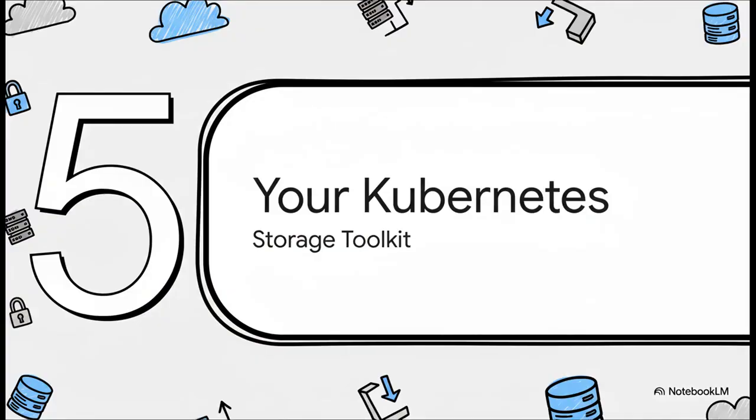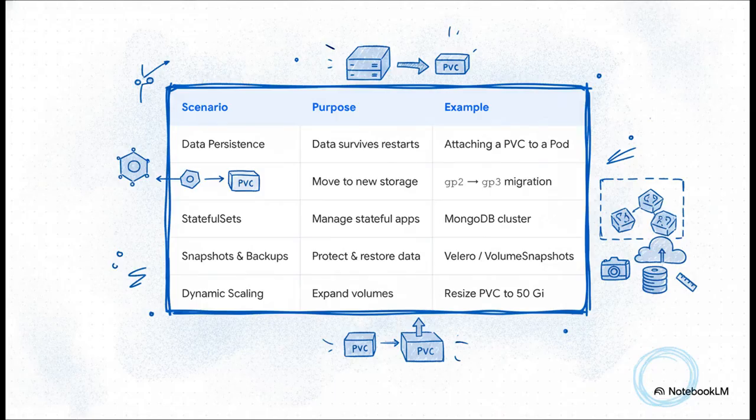So let's step back and look at the whole toolkit we've just built. What we've covered here is basically your complete starter pack for managing any stateful workload you can throw at Kubernetes. This table really wraps it all up nicely. If you just need your data to stick around after a restart, that's a job for a PVC. Simple. Need to move to a new storage backend? You'll create a new PVC and copy the data. Managing a database cluster? That's what stateful sets are for. Need to protect your data? You'll use volume snapshots. And for when your application grows, you use dynamic scaling. Every common scenario has a specific tool for the job.